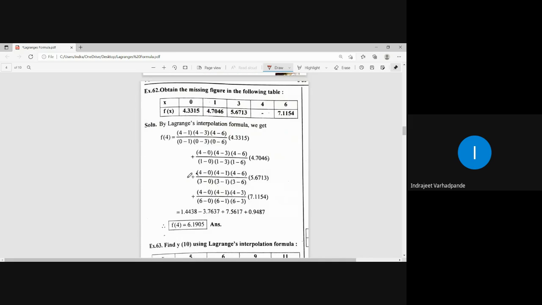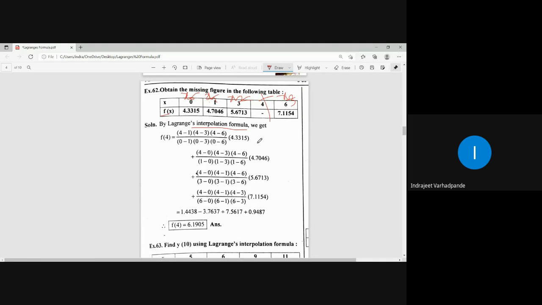The next question is of a similar type, but the values are a bit complicated because they contain decimals. But not to worry, because again the question is of finding out the missing term. The x values are 0, 1, 3, 4, 6. So the interval is not equispaced. The values or arguments, what we call x, are not equispaced. And here f of x is provided as 4.3315, 4.7046, etc. By Lagrange's interpolation formula, again I am telling, this should be labeled as x0, x1, x2 and x3.